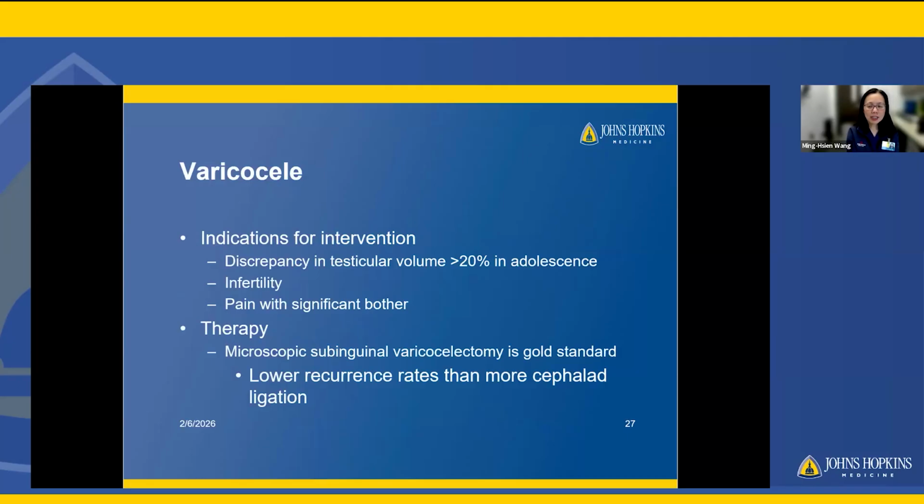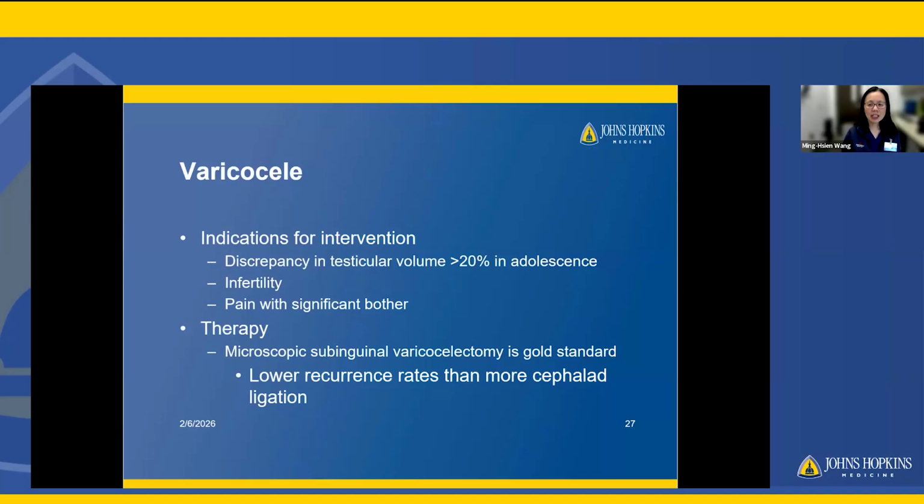Okay. So for me, when I talk to these families about the pros and cons and risks and benefits of having these varicoceles treated, if there's definitely a difference in the testicular size, we probably want to do something so you don't have all that vein, warm blood right next to the testicle, because we know the testicle does not like to be in a warmer temperature.